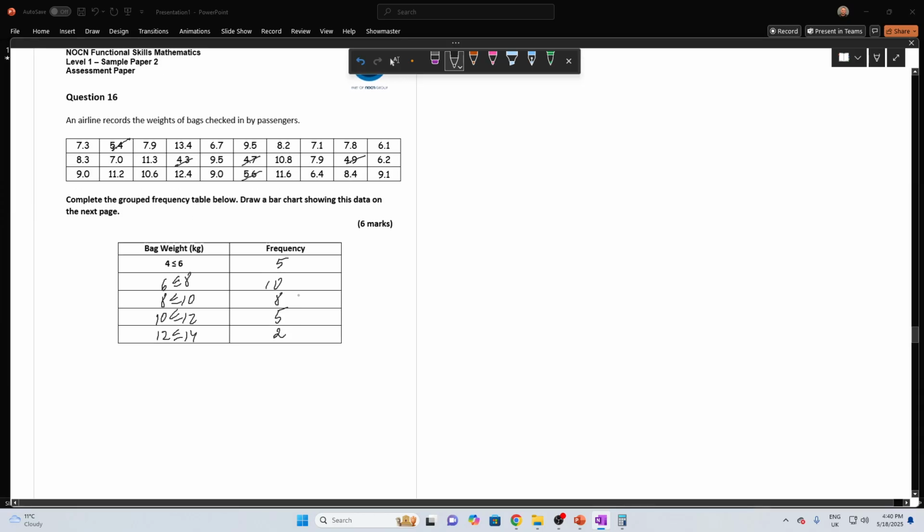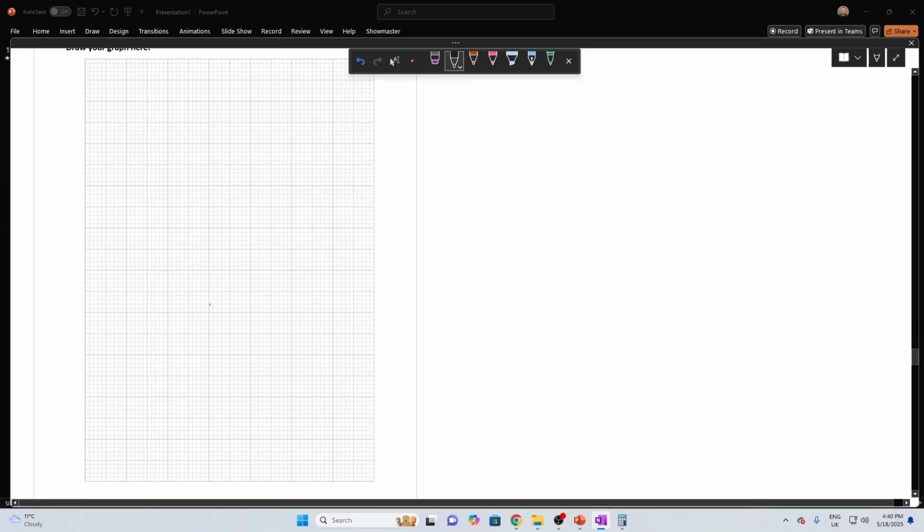And then what you need to draw here, you need to draw the bar chart. Don't forget, you start with 0. Here you put your bag weight. So here is your bag weight. And on this side is going to be your frequency. Start from 0, choose how much it's going to be.